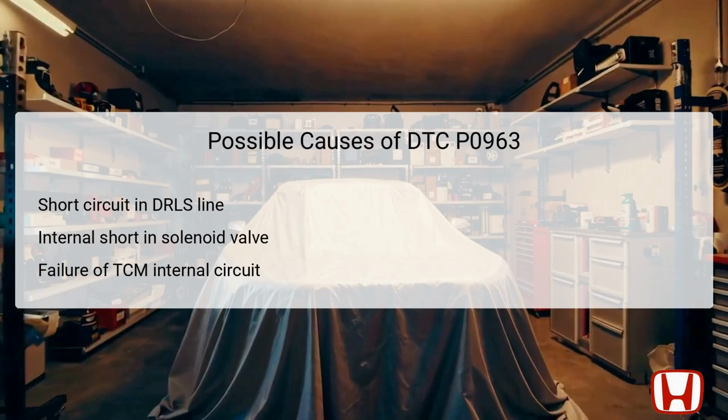Several potential causes can lead to the activation of DTC P0963. Firstly, a short circuit in the drive pulley pressure control solenoid valve DRLS line may disrupt normal electrical flow, causing abnormal pressure readings. Secondly, an internal short within the solenoid valve itself can prevent proper function, resulting in incorrect valve operation and mechanical failure. Lastly, a failure in the TCM internal circuit could compromise the entire system's communication, leading to erroneous readings and erroneous control commands.